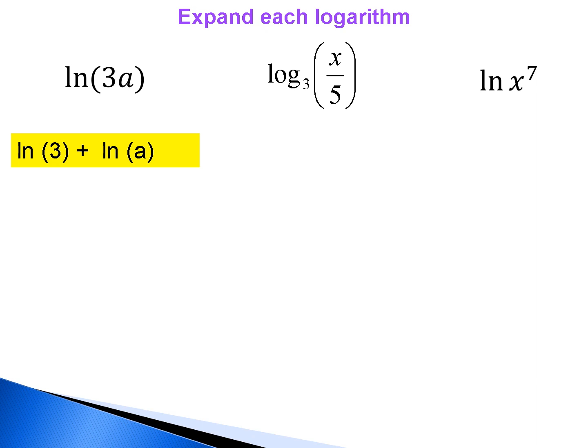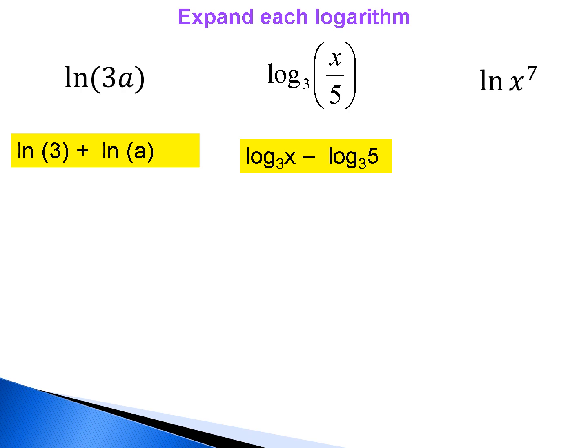Now if we look at the next example, I have log base 3 of x divided by 5. Well, going back to my chart, to expand out division, I change it to subtraction. So that becomes log base 3 of x minus log base 3 of 5.